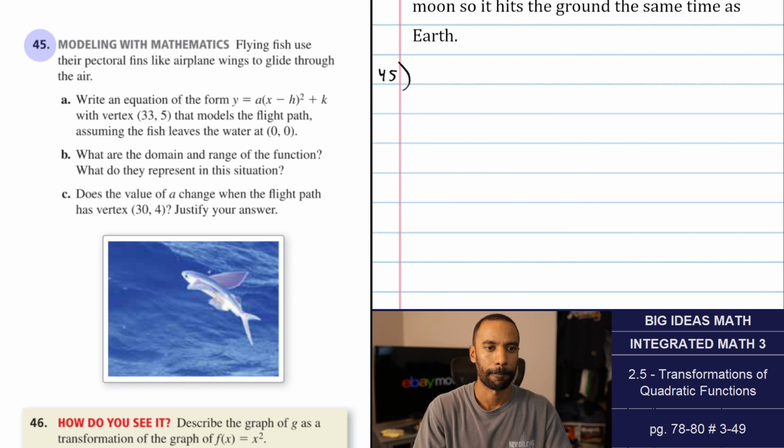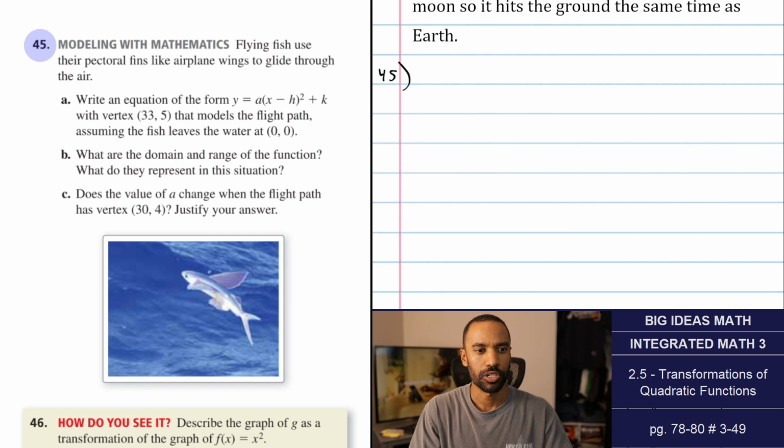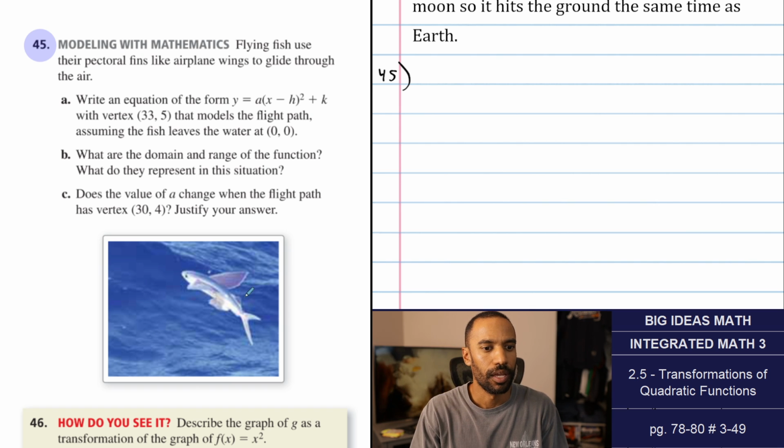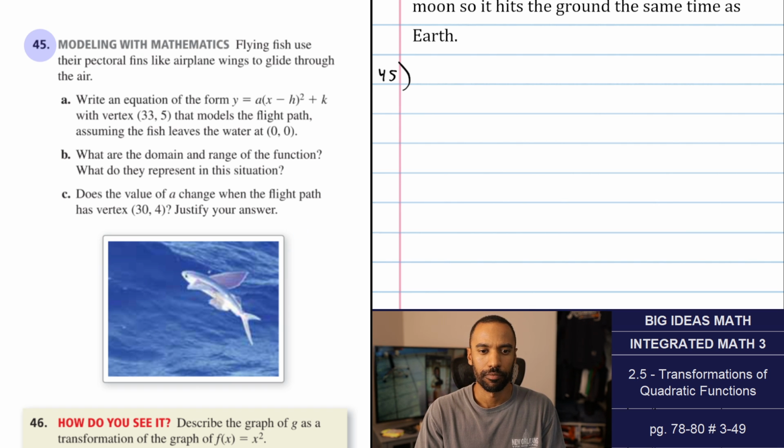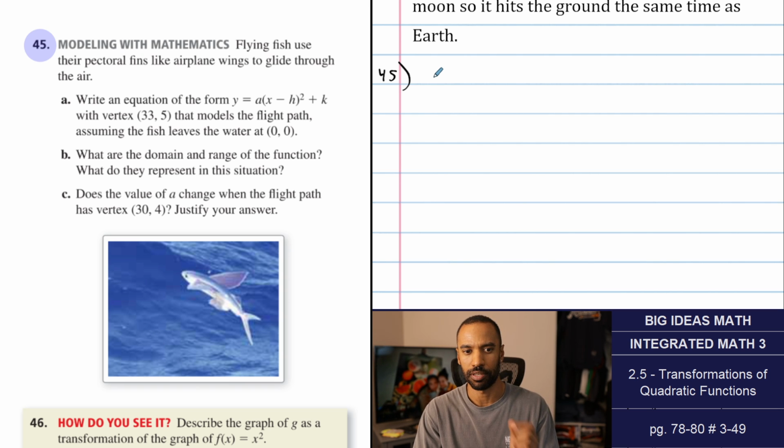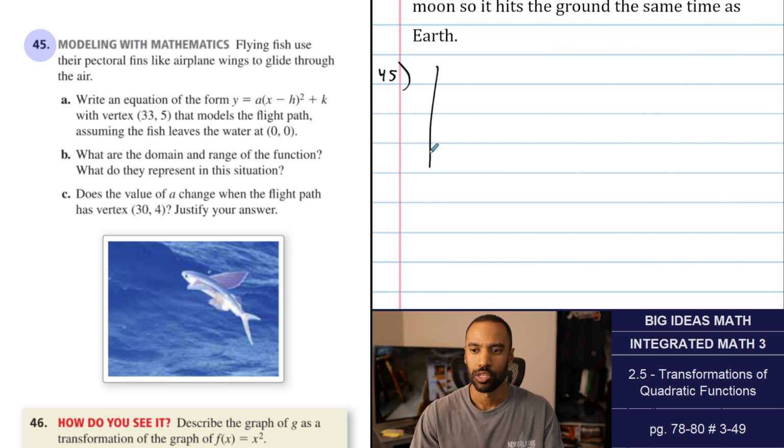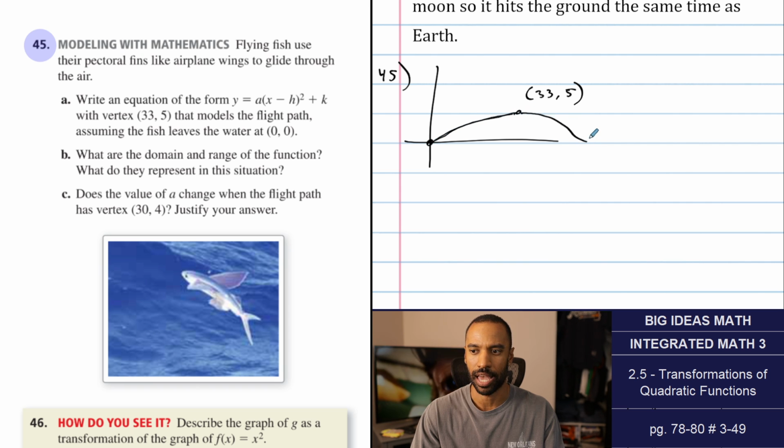3 parts. Flying fish use their pectoral fins like airplane wings to glide through the air. Write an equation in vertex form with vertex (33, 5) that models the flight path, assuming the fish leaves the water at (0, 0). Okay, so we're going to have something, it leaves the water here, it hits here at 33.5. So we need to make something that hits there and does that.